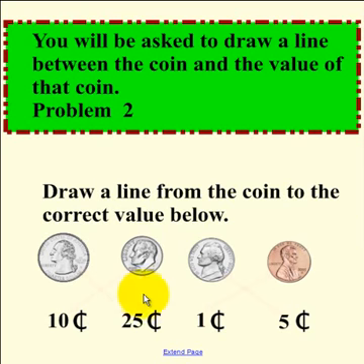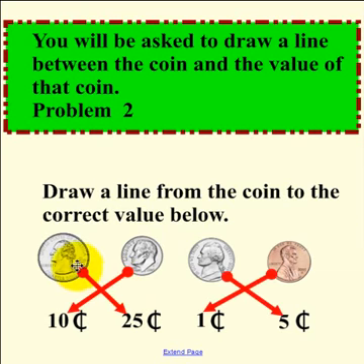Okay, here is what we have as the answers. You'll notice we have a quarter is worth 25 cents, the dime is worth 10, the nickel is worth 5 cents, and the penny is worth 1. If your answer matches ours, that is superior.